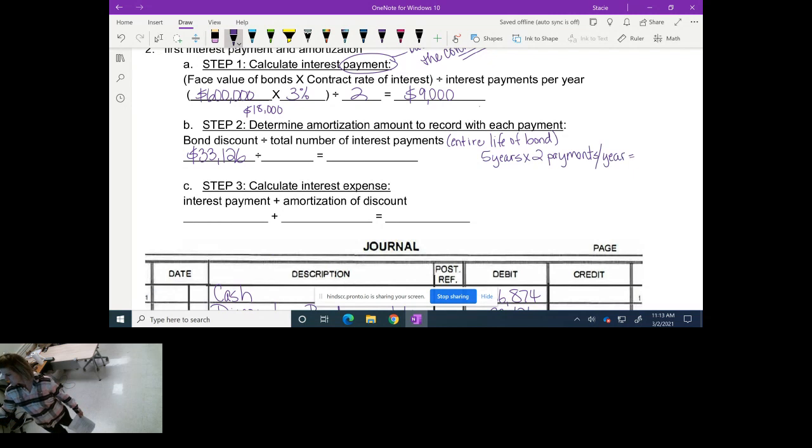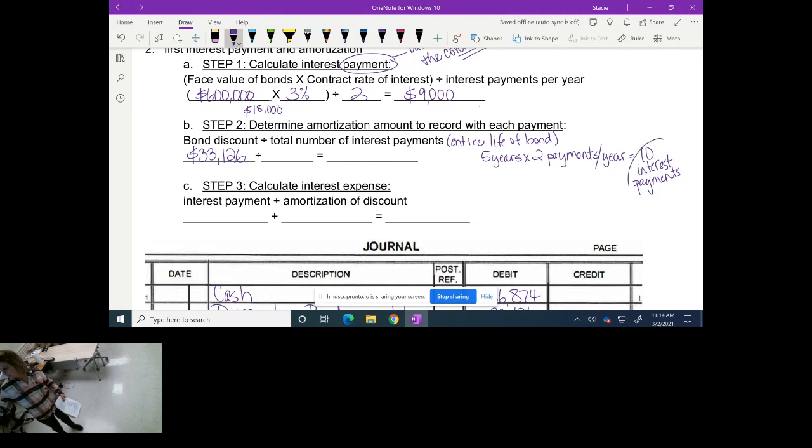Y'all pay attention to this because I think in all of mine I have 5 years, 2 times a year. But I think you have homework problems that'll say something different, like 7 years, twice a year. So it'd be 14 instead of 10. So y'all pay attention to that, okay? Because that threw some people off. I got some questions from some online people that were like, I've tried with 10, it's not working. I was like, well, that's because it's a 7-year bond. So make sure you're using the life of the bond. How many years is it? And how many times do they pay interest a year?